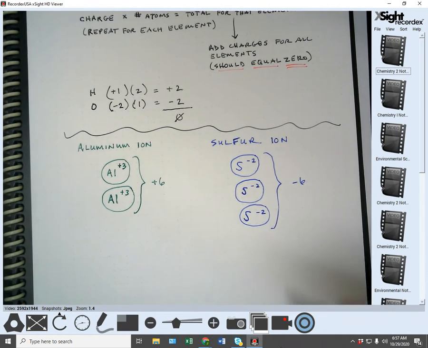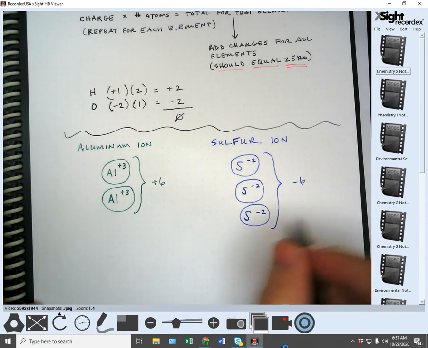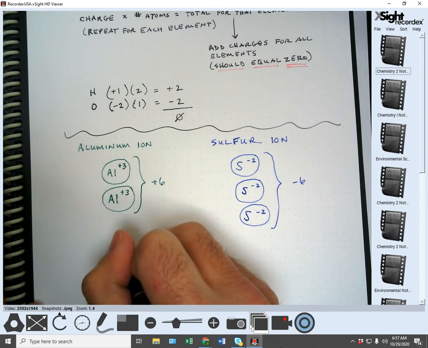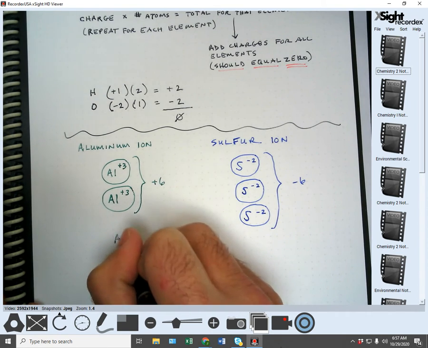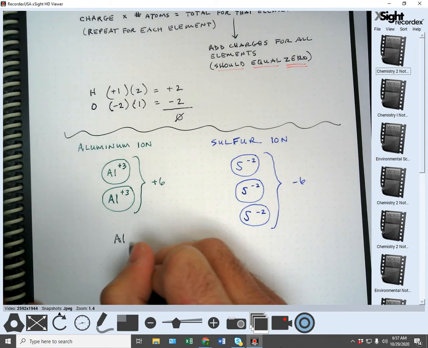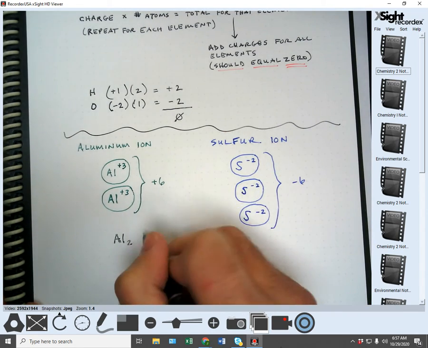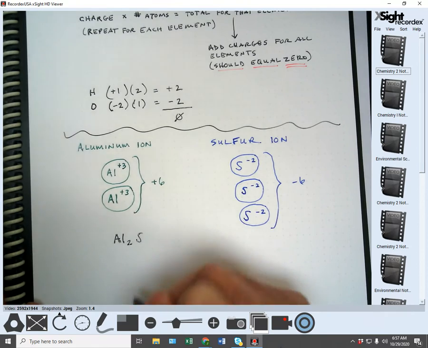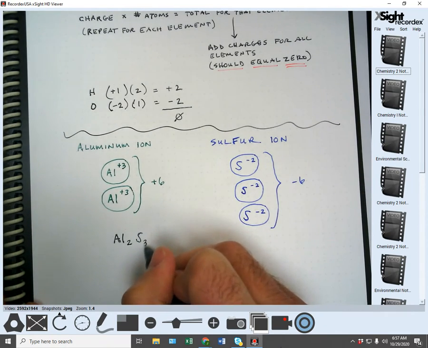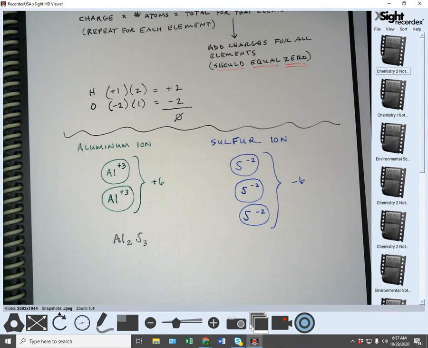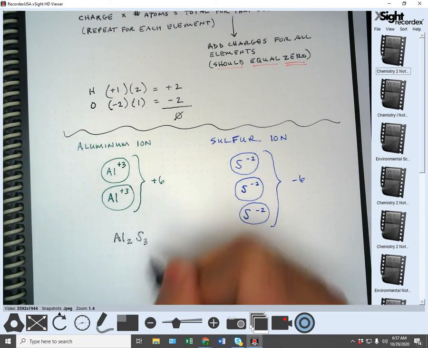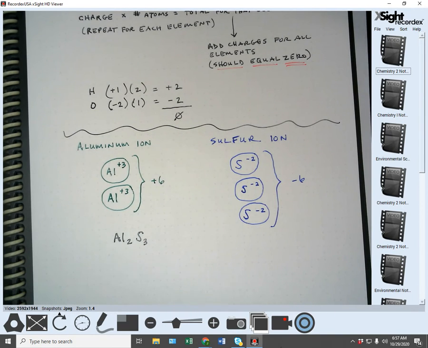So what would the compound be for the combination of aluminum and sulfur? Well, you would have Al for aluminum. There are 2 of them, subscript 2, sulfur S, and there are 3 of them. So the ionic compound that would form between aluminum and sulfur is Al2S3.